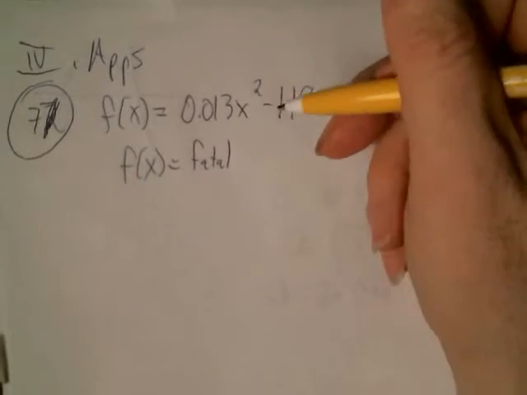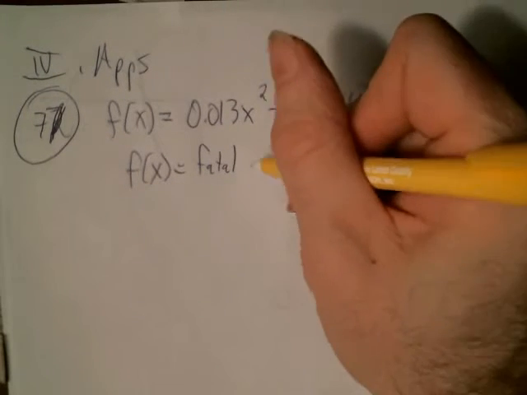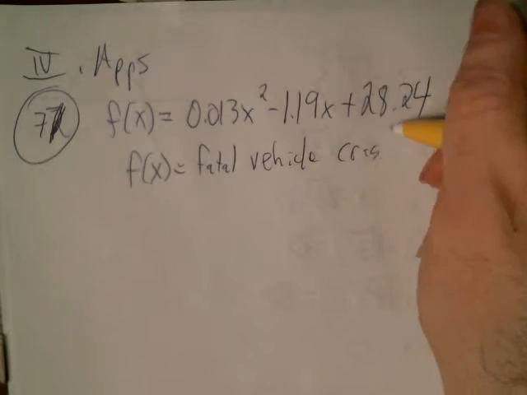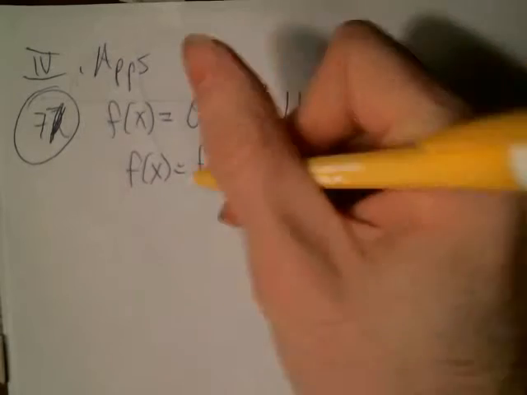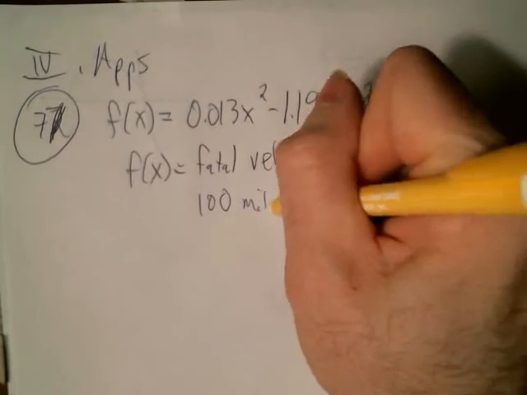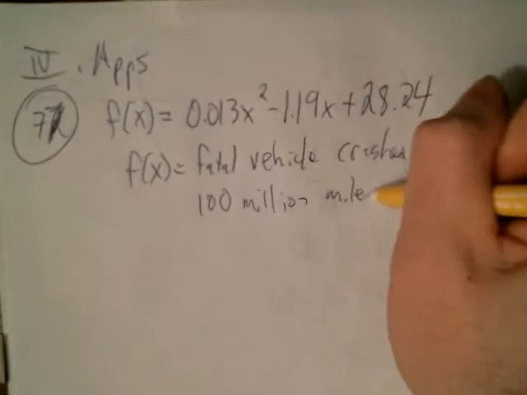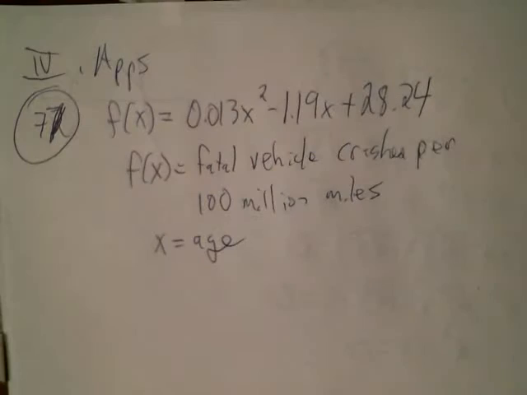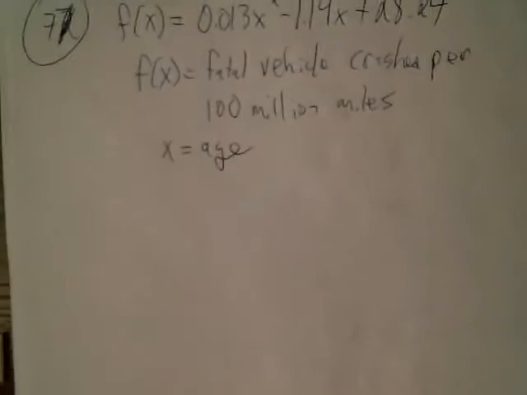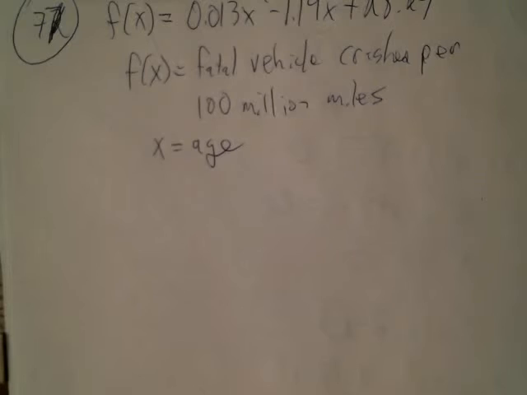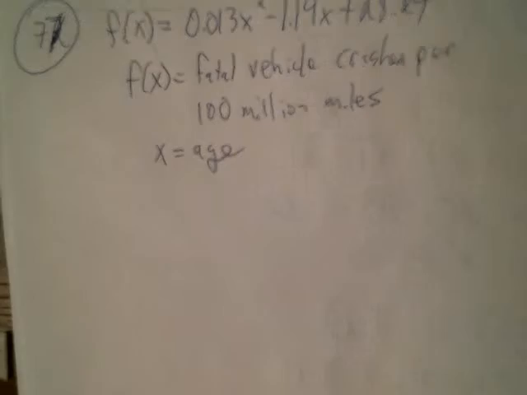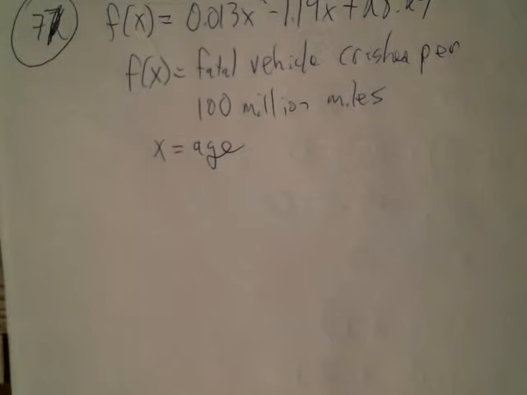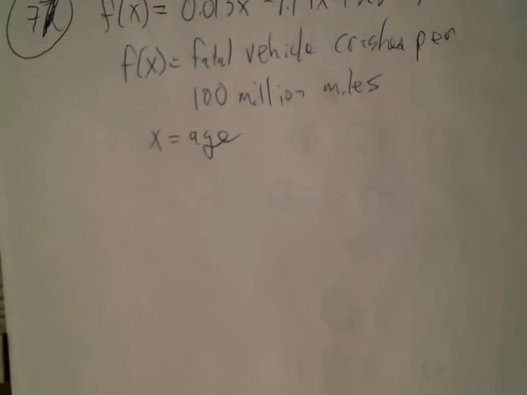Very grim example here. Fatal vehicle crashes per 100 million miles. About something an actuarial maybe would be interested in. Somebody who works at an insurance agency. They do a lot of numbers and stuff like that. If you want a job in insurance, that's a great job to get. Insurance or banks, places like that, you work with numbers.